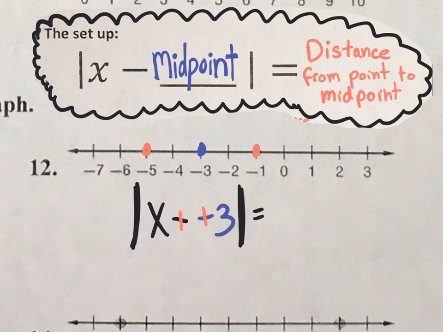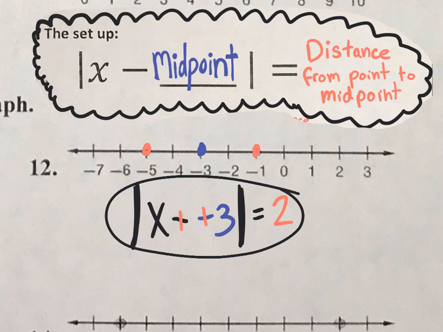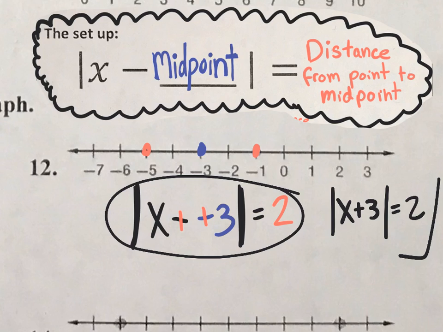Now, how about the distance from the point to the midpoint? Is it really 1 unit or is it 2? Right? From here to here, 1, 2. Or from here over here, 1, 2. So that's 2 units, so we're going to put a 2 on the outside. And that's it. The only thing that we could do to make it look nicer is to just write one single plus. So absolute value of x plus 3 equals 2. That's the best answer right here. The best absolute value equation that produces the answers of -5 and -1.